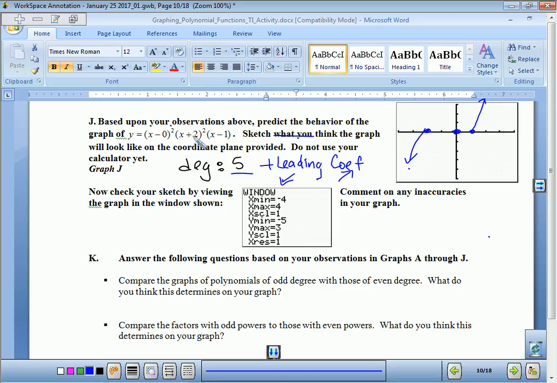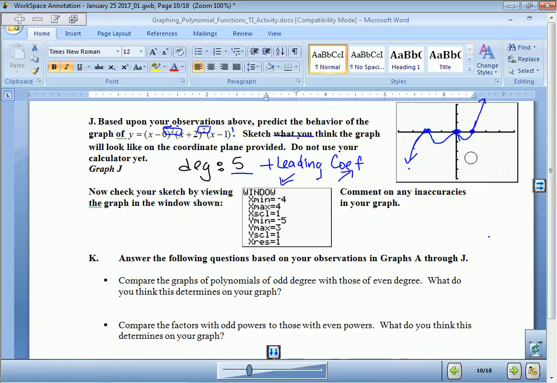Now, at -2, it was to an even. So when the factor is to an even power, it is tangent. It bounces. 0 is to an even. So when a factor is to an even, it bounces. This is an understood first power, so it's going to pass right through. Odd passes. All right, so that's how you would sketch a graph.